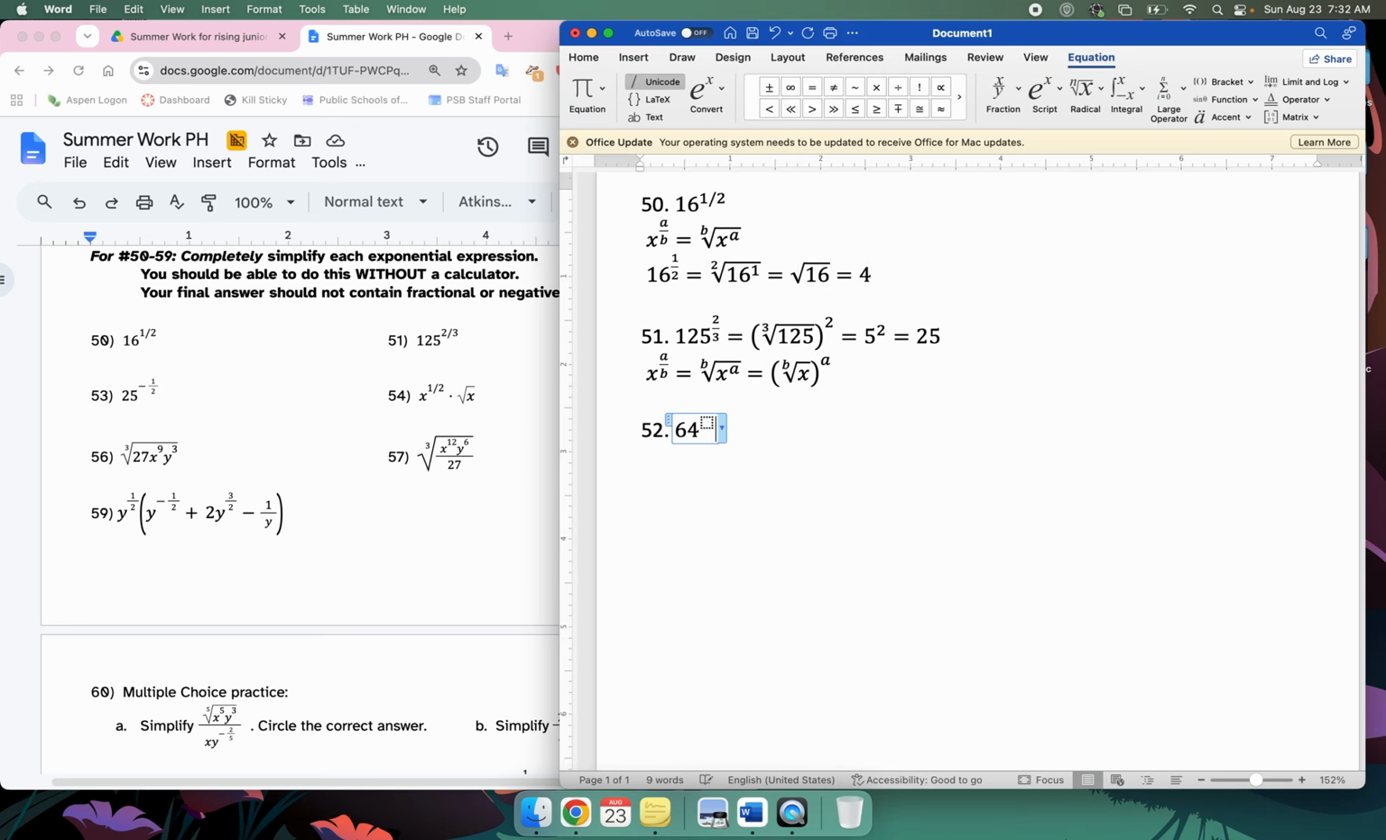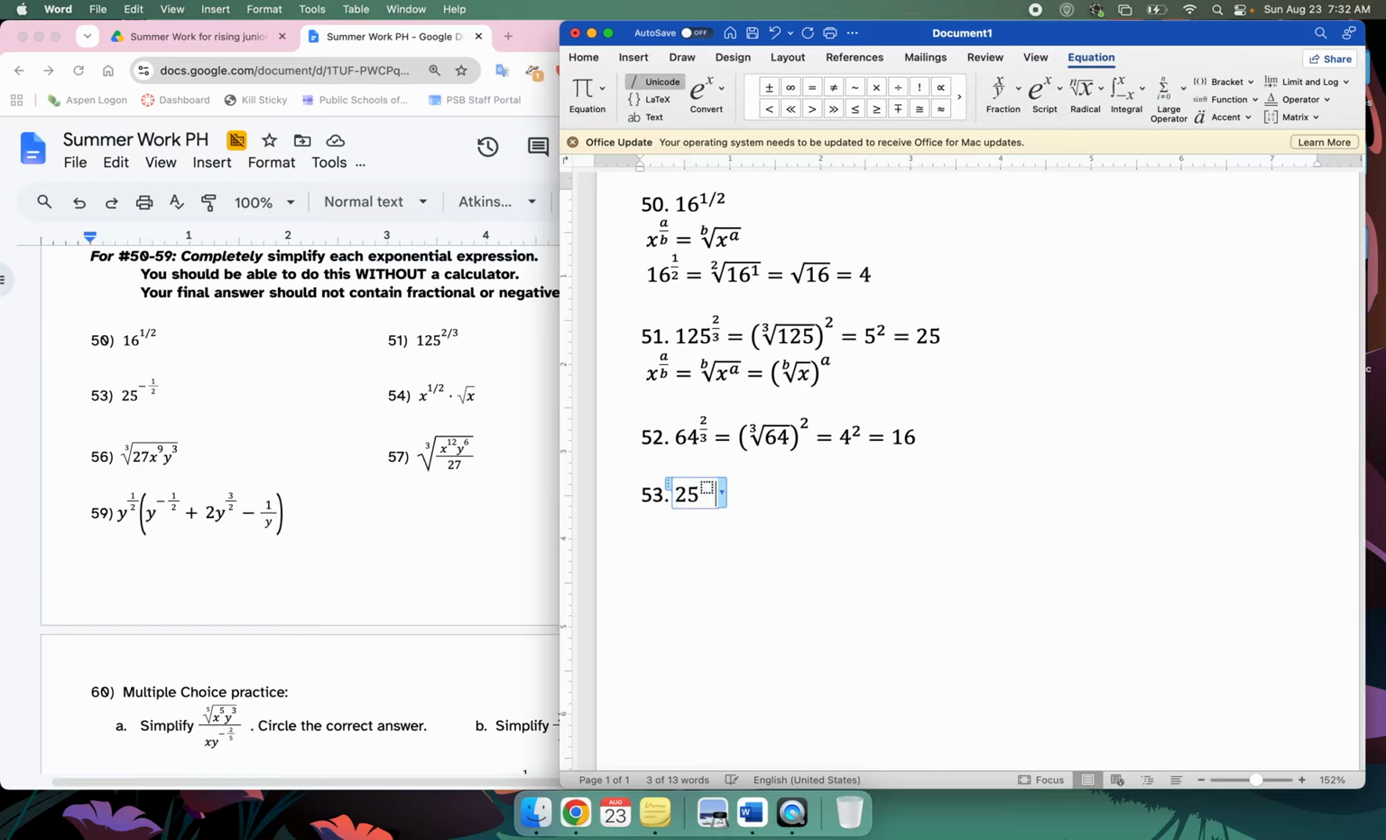52, we have 64 to the 2/3. That's pretty much the same kind of problem that I was talking about in the previous problem. I think it's a lot easier to begin by taking the root and then square afterwards. Cube root of 64 is 4, and then you square that and you get 16.